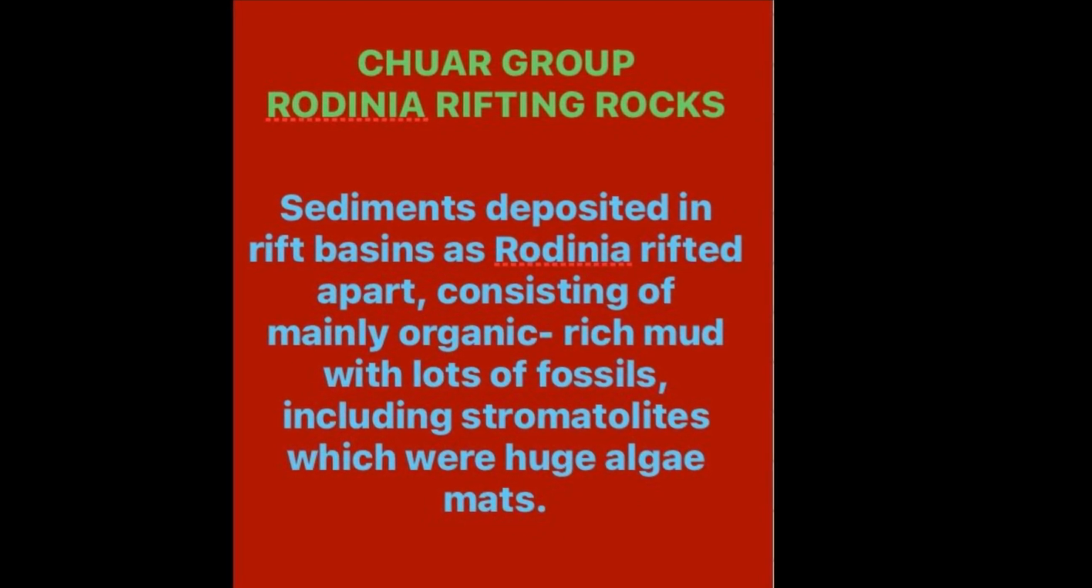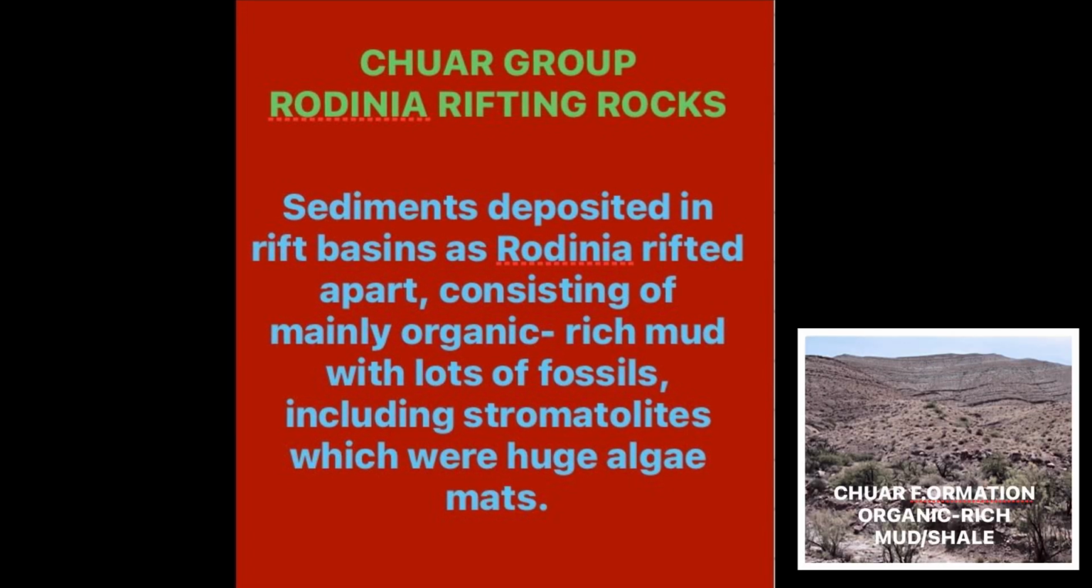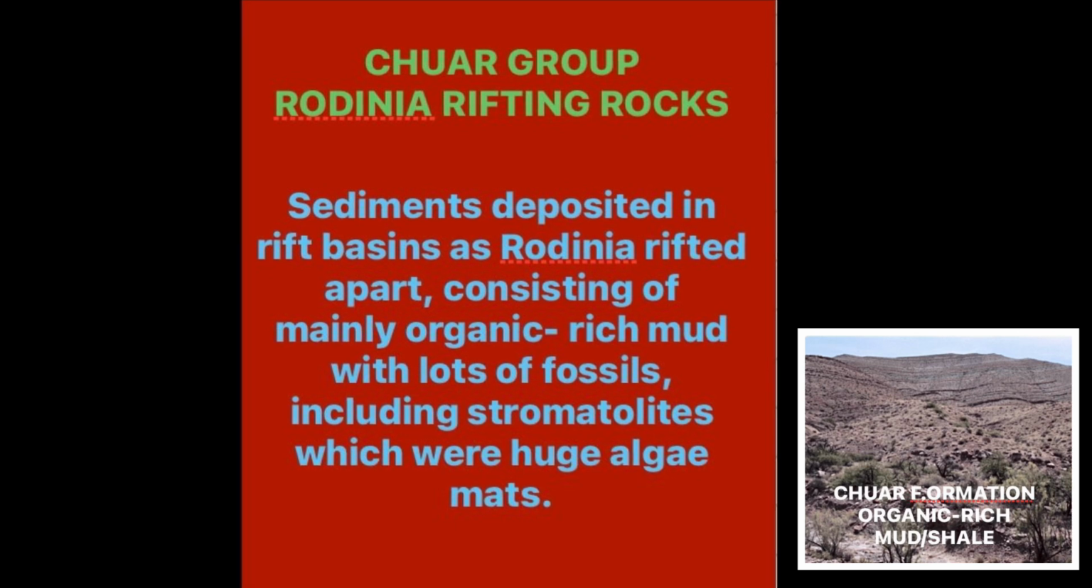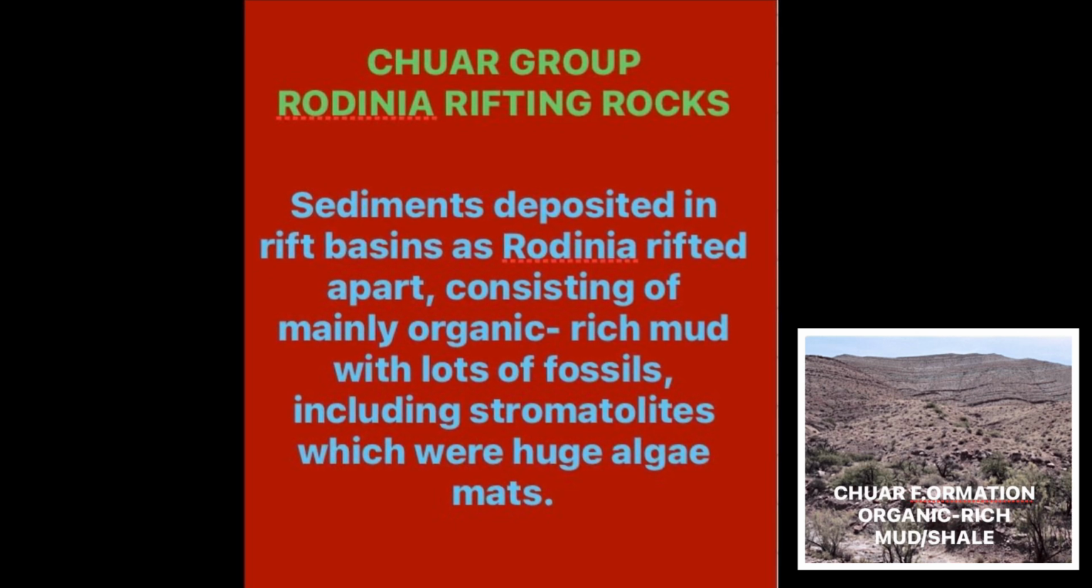And 80% of this material was muds that were super rich in organic matter and very rich in fossils. So what in the world was going on in these Rodinia rift basins? Well, plate tectonics had moved Rodinia up into warmer climates by this time, and this stimulated the tremendous explosion of blue-green algae in the ocean that created a lot of organic matter.